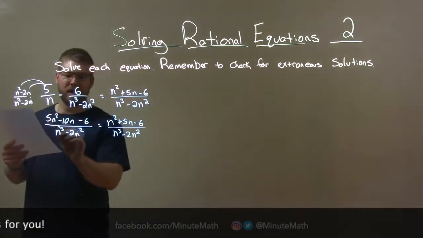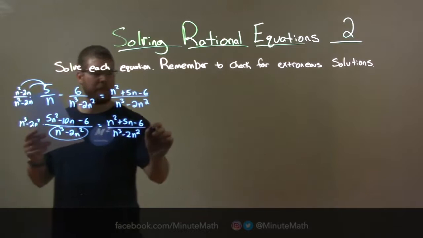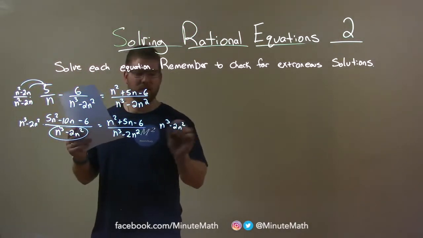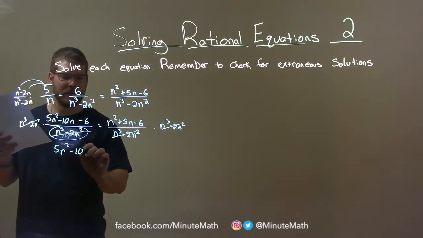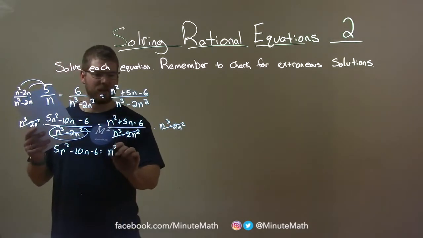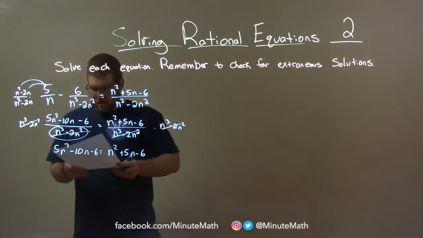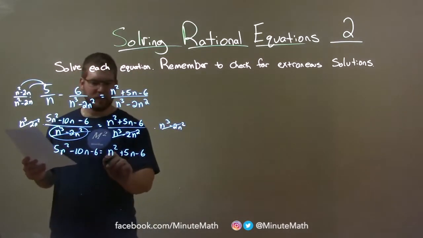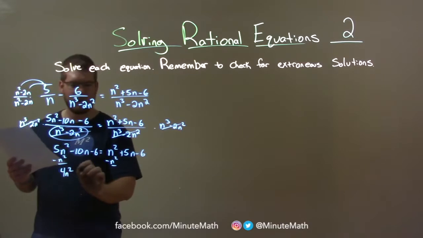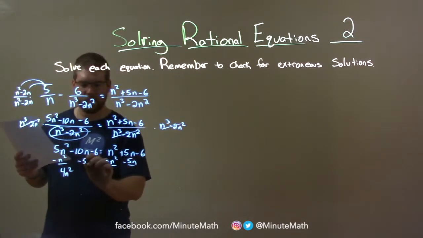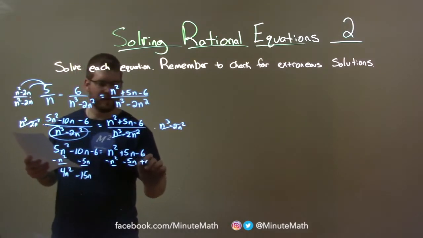Now, I'm going to take this denominator and multiply it by both sides, n to the third minus 2n squared. These eliminate, that's the whole point. And we have 5n squared minus 10n minus 6 equals n squared plus 5n minus 6. Okay? So now, let's bring everything we can over to the left. Subtract n squared: 5n squared minus n squared is 4n squared. Subtract 5n from both sides: minus 10n minus 5n is minus 15n. And we add a 6 to both sides.